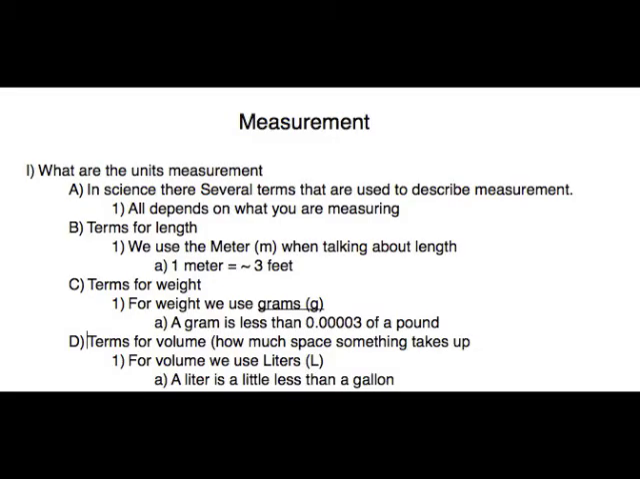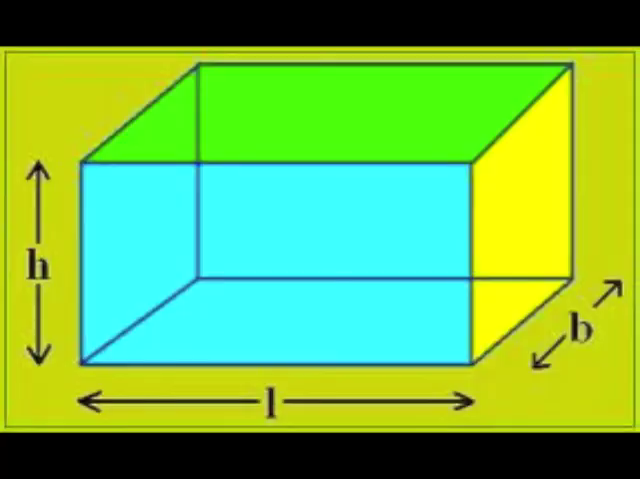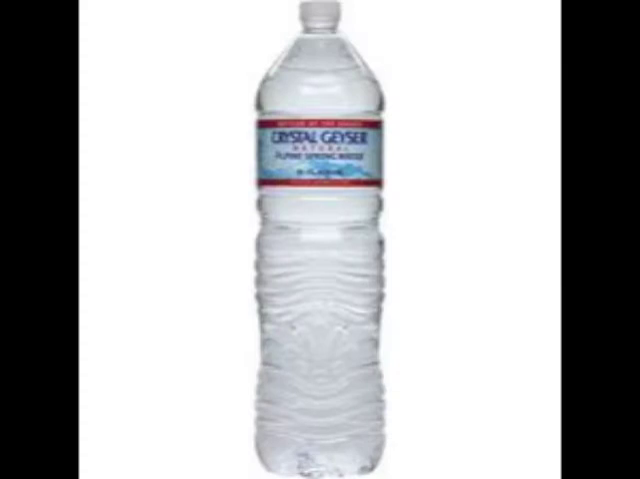Terms for volume. How much space something takes up. For volume, we use liters. A liter is a little less than a gallon. Volume is how much space is taken up by an object. We often equate this with liter water bottles, which are quite large. There will be other little tricks I will show you later on how to measure volume of solids.